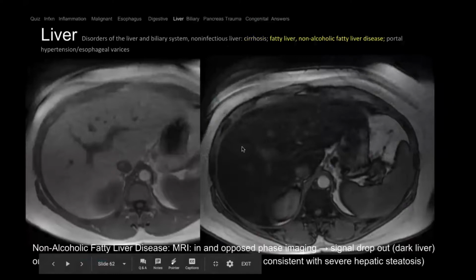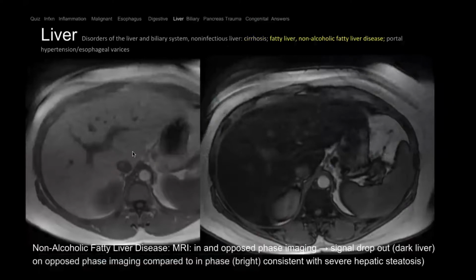So here it's an MRI. This is called the in phase and opposed phase. MRI, we said, is like having apps on the phone. This app is called in and opposed phase, and it looks at fat content. So here on the opposed phase, it becomes dark. So it goes bright and dark. And so this is diagnostic for fat.